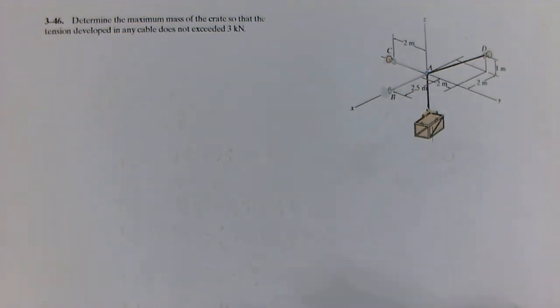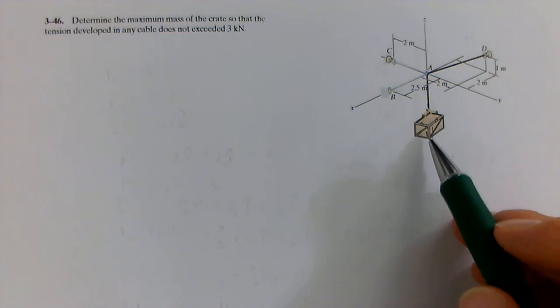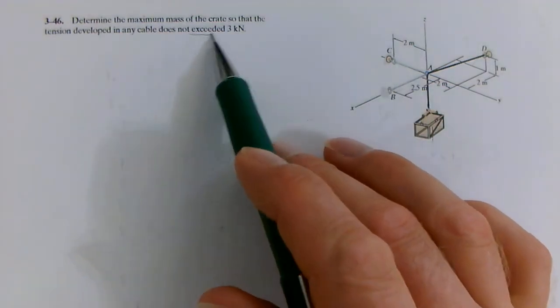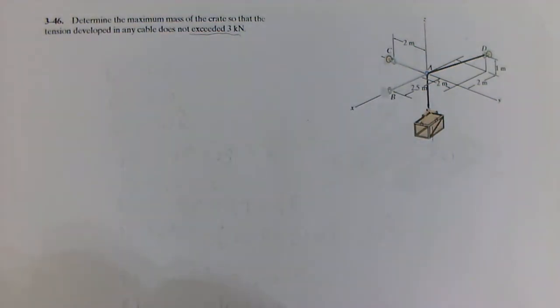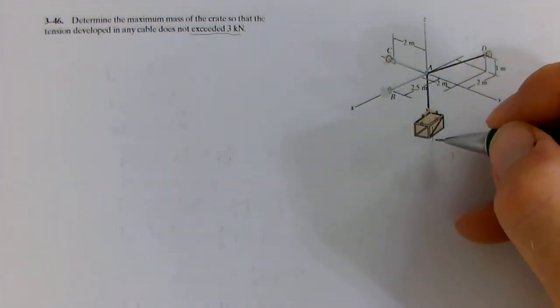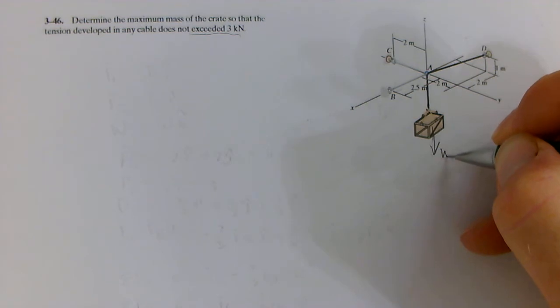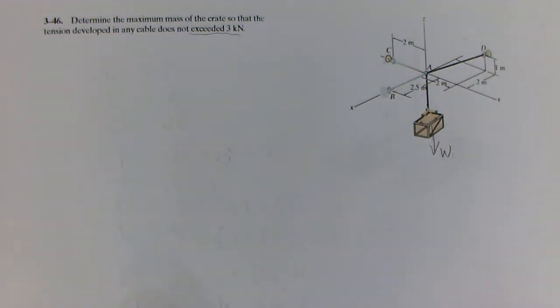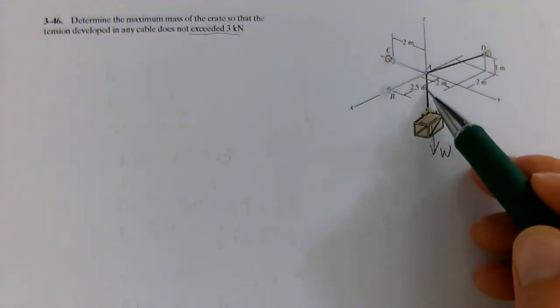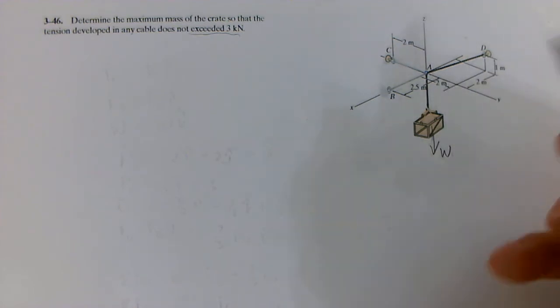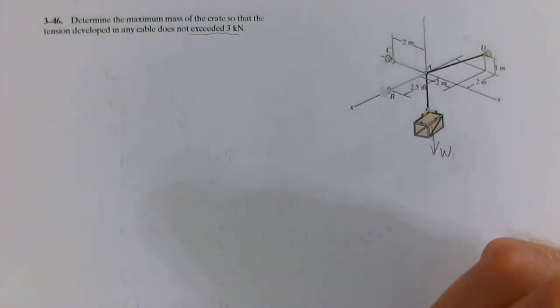Solve problem 3-46, and we have a crate hanging, and they don't want the tension of the cable to exceed 3 kilonewtons. So the question is, what is the weight of the crate? The crate is suspended by a rope. It goes like that, and 2 ropes to the side.